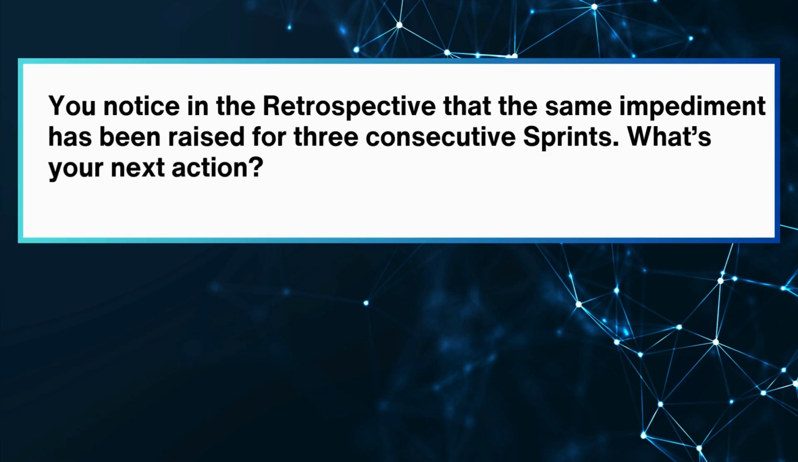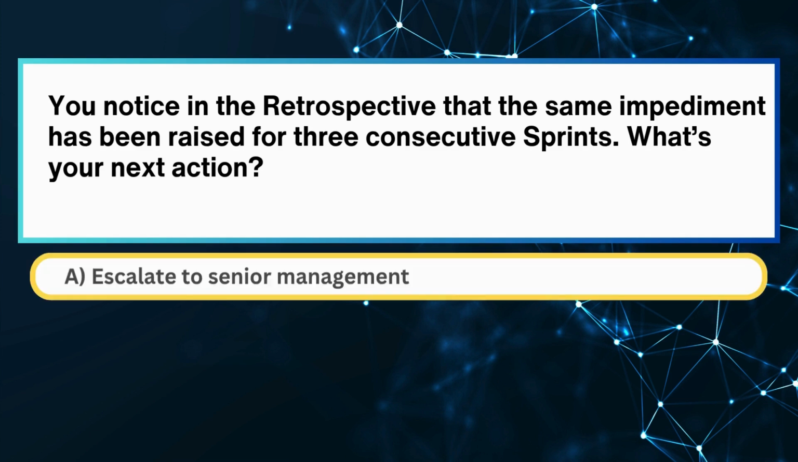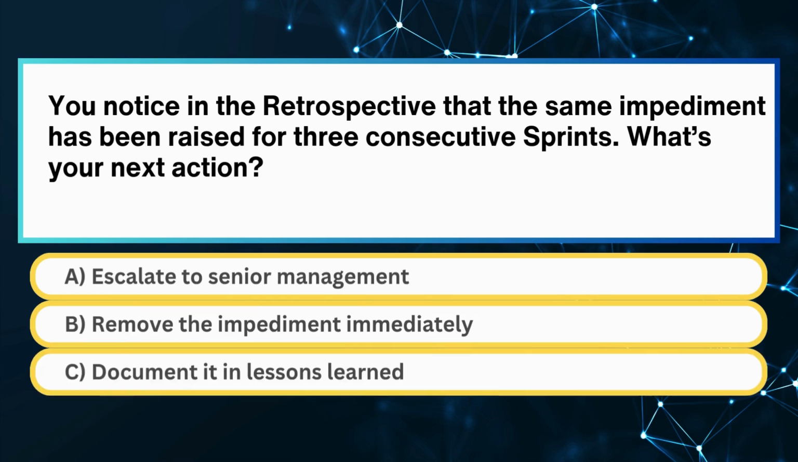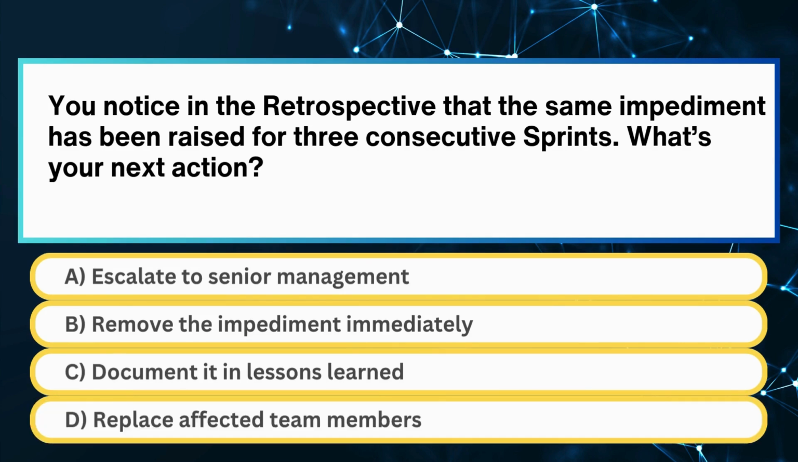You notice in the retrospective that the same impediment has been raised for 3 consecutive sprints. What's your next action? Is it A. Escalate to senior management. B. Remove the impediment immediately. C. Document it in lessons learned. Or D. Replace affected team members.